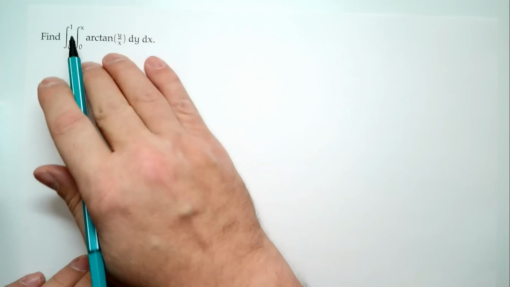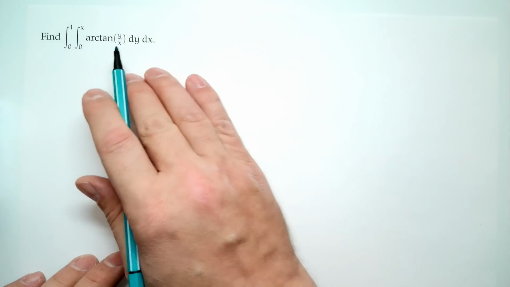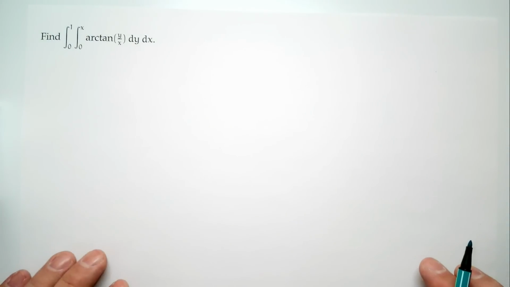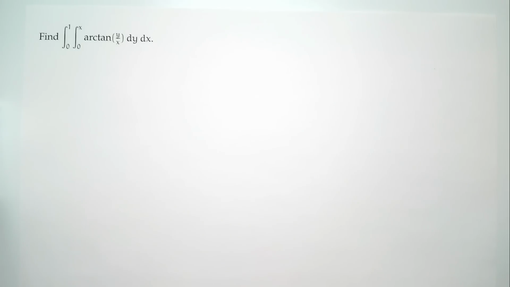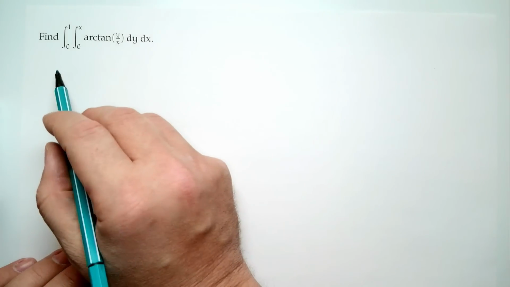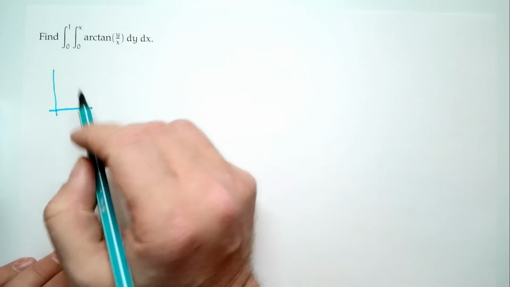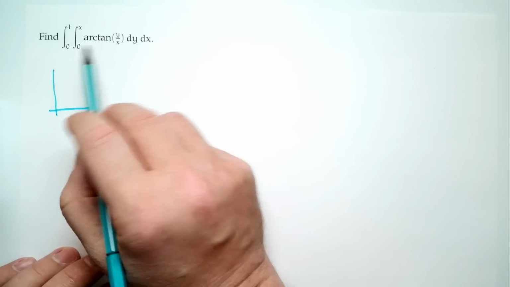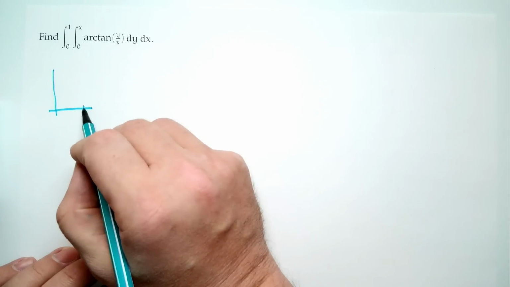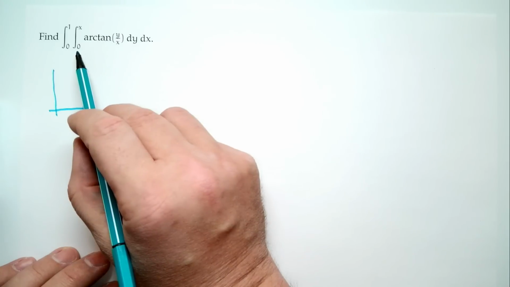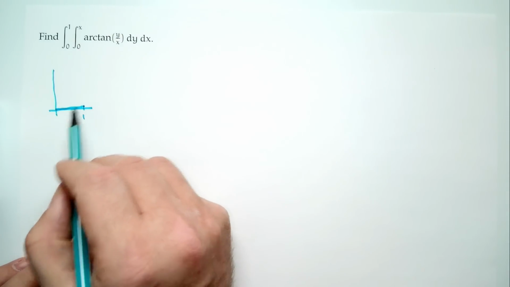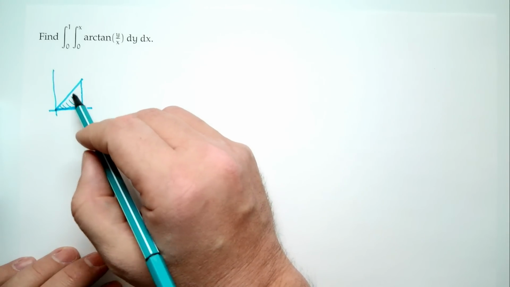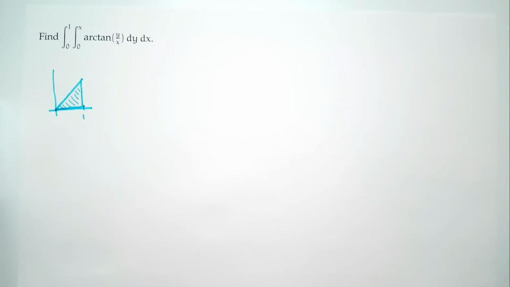Find the integral from 0 to 1, integral 0 to x, arctangent y over x dy dx. Now, at first glance, this seems to have absolutely nothing to do with polar coordinates. I mean, among other things, you might say, okay, let's sketch our region. So what's true about x? 0 to 1. So I'm going from x equals 0 to x equals 1. And then y goes from y equals 0, which is the x-axis, up to y equals x. Which means our region is a triangle. Not very polar-like at all.